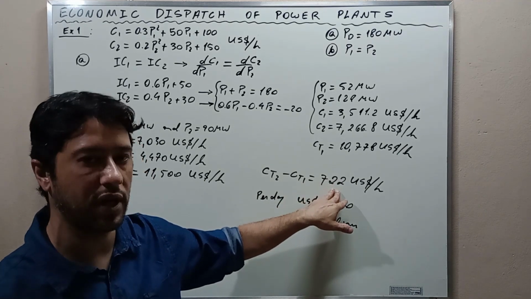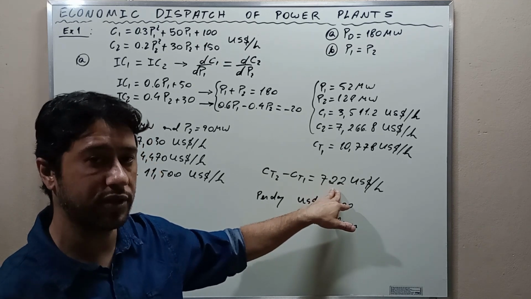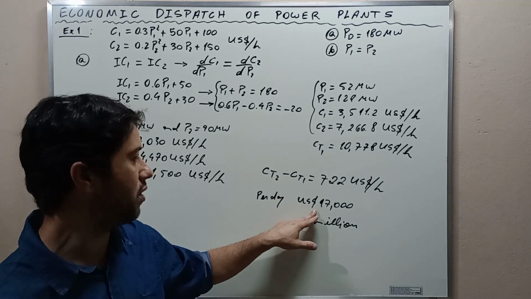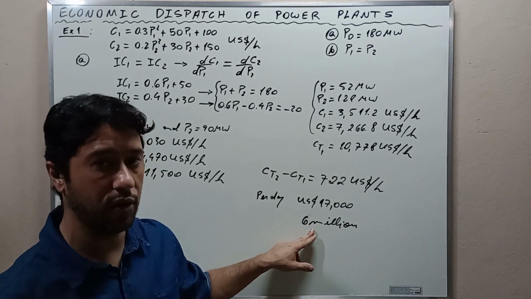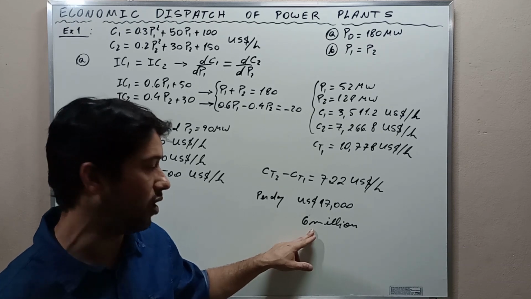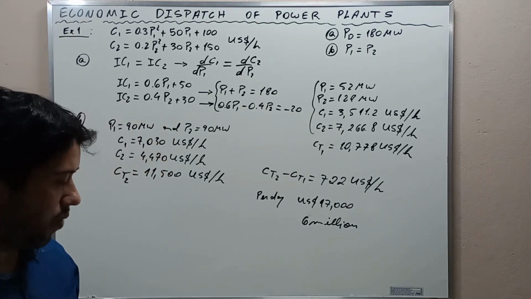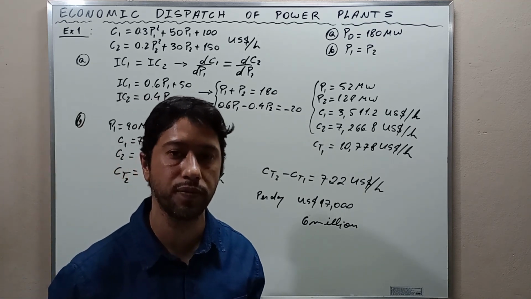The exercise wanted us to calculate the savings per hour, but if we extend what we learned, we can observe that it is per hour, per day. In a year, we save $6 million, okay? This is the conclusion that we get while solving exercise 1. Let's move on to exercise 2 now.